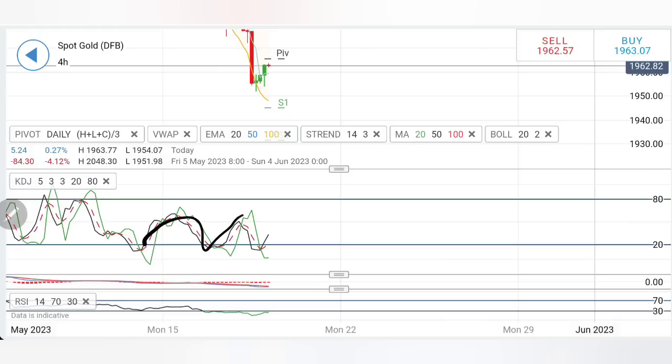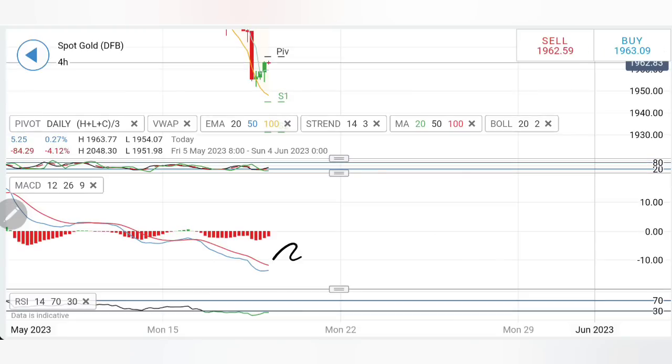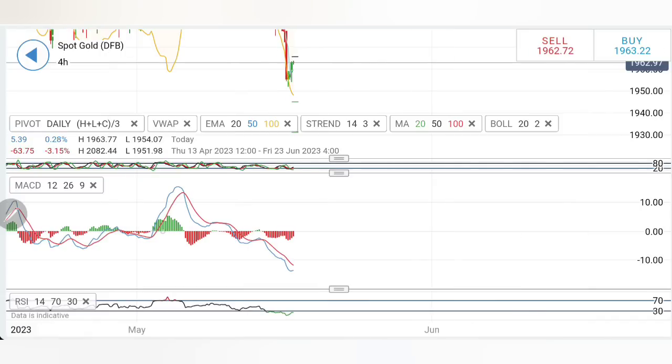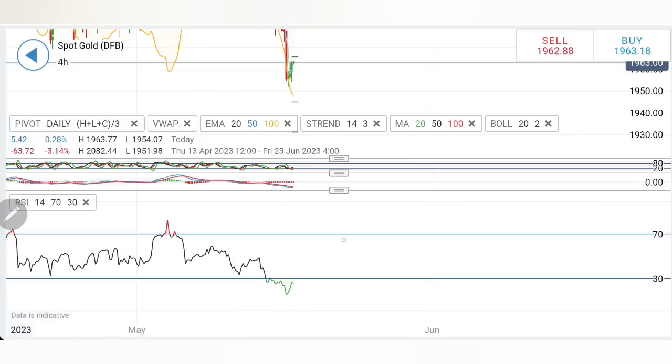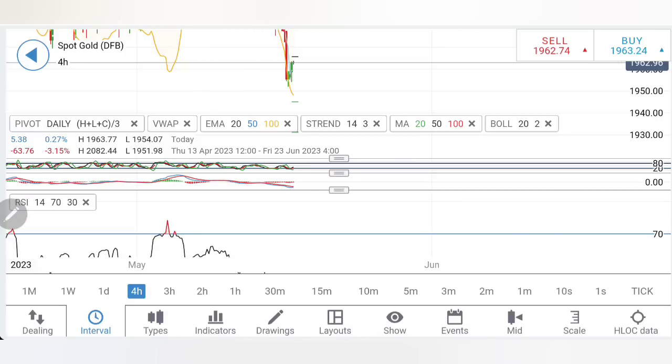You can see the third cycle here. Possibly it can try to hit this zone. MACD here also is trying to converge, a crossover for a buy entry. It has not yet crossed over. It is still bearish, but a reversal can be expected. RSI is trading extremely oversold and hence a little recovery cannot be denied.